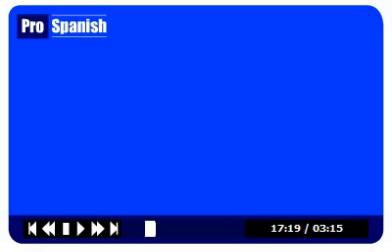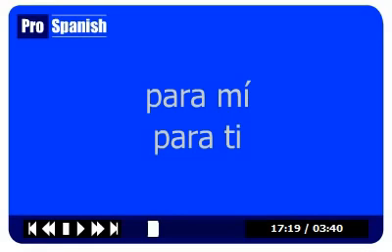We're going to learn a pair of words now to say for me and for you. And it's advisable initially to write down the vocabulary as we go along so that you can refer back to it when you need to. So for me and for you. Para mí and para ti. For me, para mí, and for you, para ti.